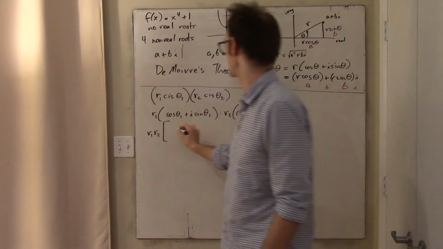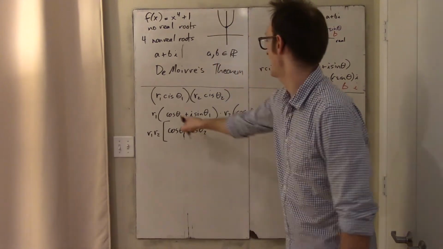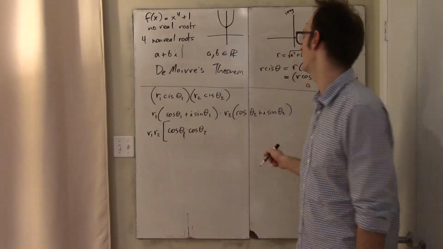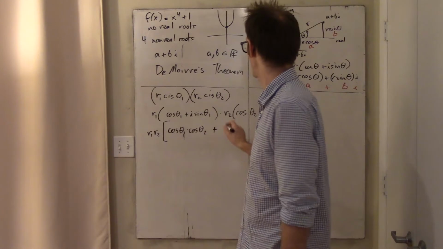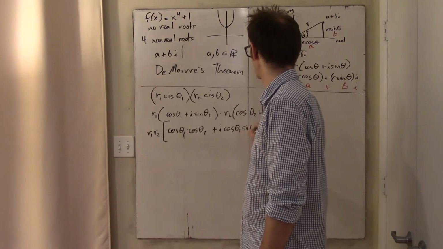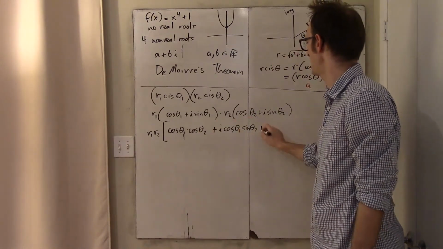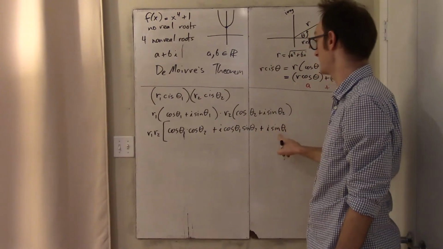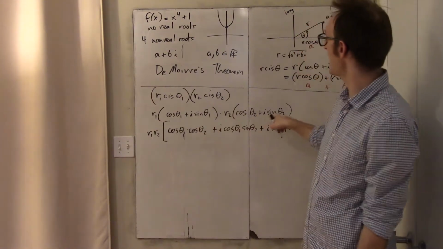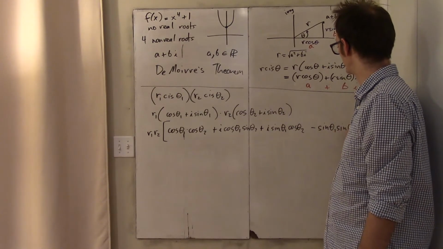Cosine theta 1 times cosine theta 2, that's just cosine theta 1 cosine theta 2. Then I have cosine theta 1 times i sine theta 2, so I have i cosine theta 1 sine theta 2, and then plus i sine theta 1 cosine theta 2. And finally, I have i sine theta 1 times i sine theta 2. That's just i squared, so that's minus sine theta 1 sine theta 2.